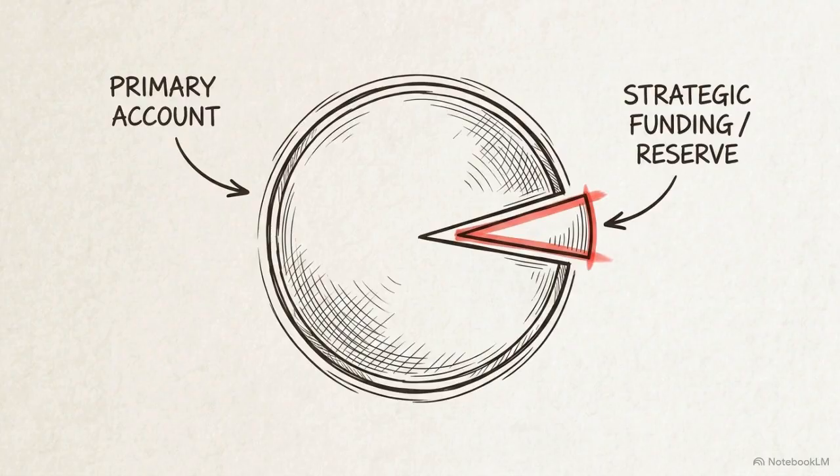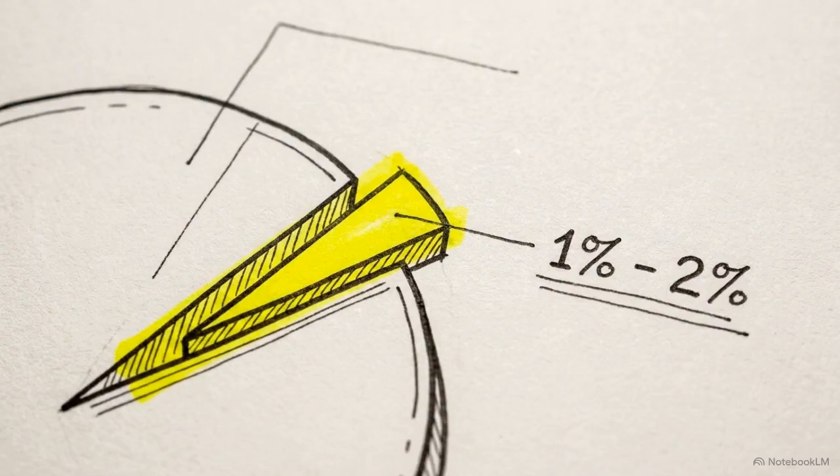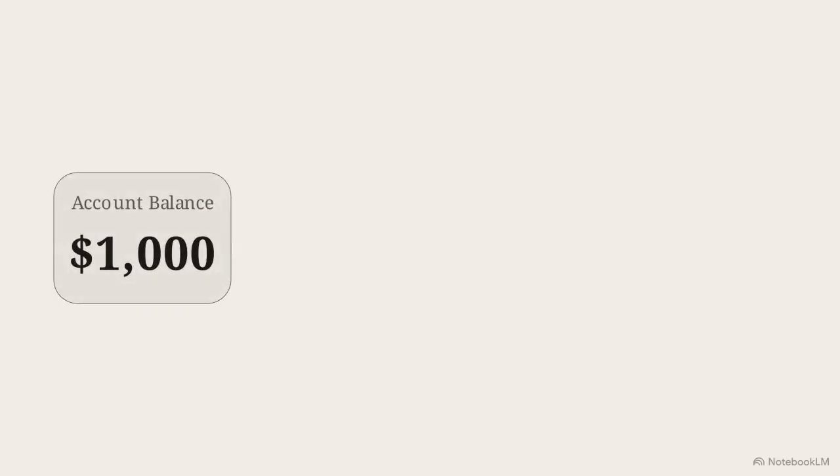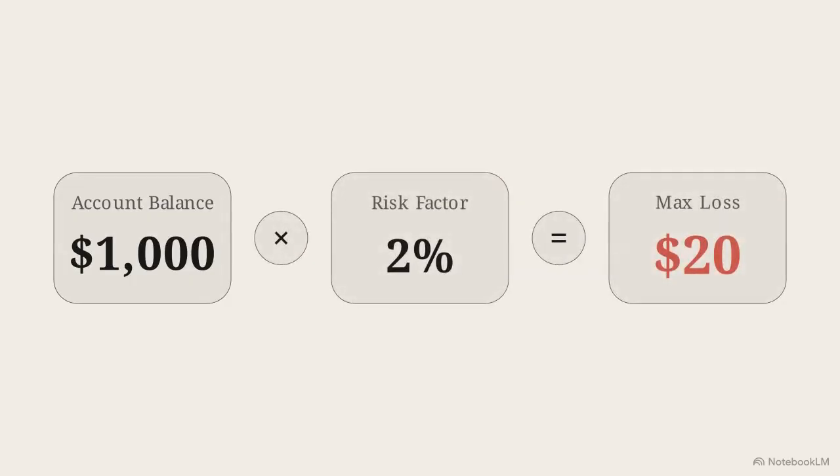We do this using the fixed fractional model. This rule states that you consistently risk a tiny, identical percentage of your total account balance every time you enter the market. Usually, this is just 1 or 2%. If you have a $1,000 account balance, you multiply that by 2%. That gives you $20. That $20 is your hard limit.